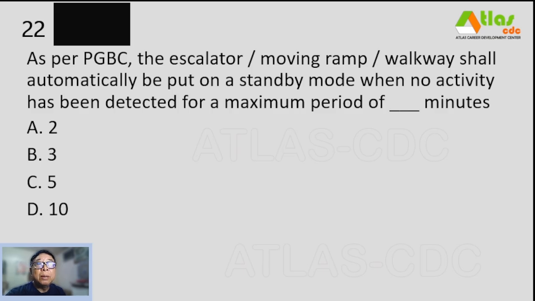Number 22, as per PGBC, the escalator, moving ramp, or walkway shall automatically be put on a standby mode when no activity has been detected for a maximum period of blank minutes. A. 2, B. 3, C. 5, and D. 10.